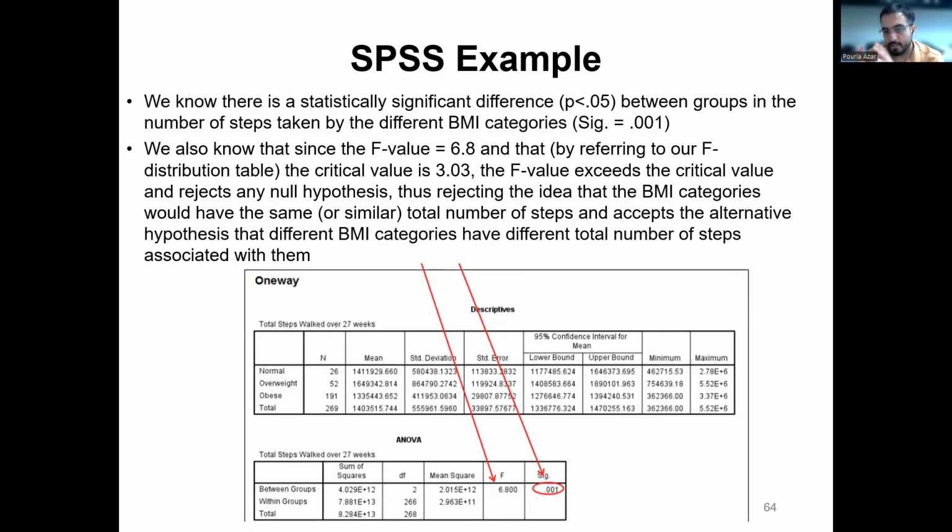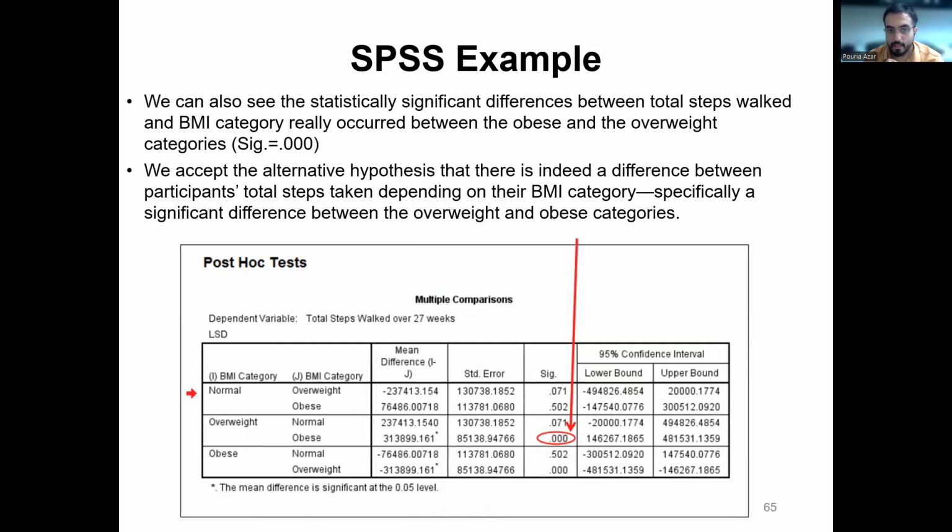So since our p-value is significant, since our F test statistic is significant, it's less than 0.05, we can do a post hoc test. Here we have our post hoc test output in SPSS. The table for the post hoc test is titled multiple comparisons. Here we are comparing our three groups one by one for each row. For example, we have BMI category normal. So we are comparing normal to overweight, and we are comparing normal to obese.